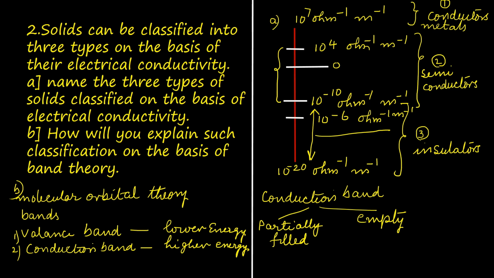two. If the energy gap between these two bands, that is valence band and conduction band, is very little, then these two bands will lie very close to each other, or the valence band may overlap the conduction band. Then electrons from the valence band can enter the conduction band, provided the conduction band is partially filled or totally empty. Let us make a diagrammatic representation of this.